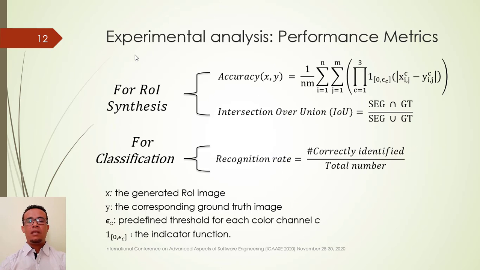For the segmentation synthesis process, the first performance metric we chose to measure is the pixel-wise color accuracy. It is defined as the ratio between the number of pixels that are correctly colored to the total number of pixels. The second metric we used is the intersection over union. It is the overlap between the predicted segmentation and the ground truth divided by the area of union between the predicted segmentation and the ground truth. On the other hand, we used the rank 1 recognition rate to assess the performance of the classification model.